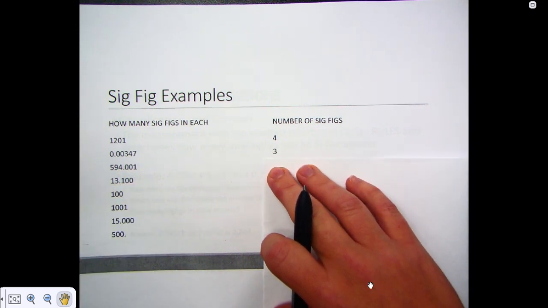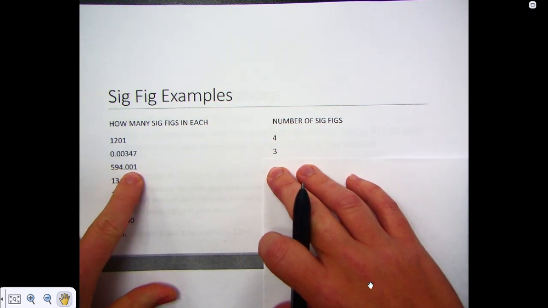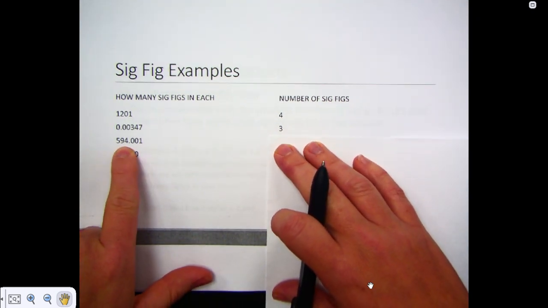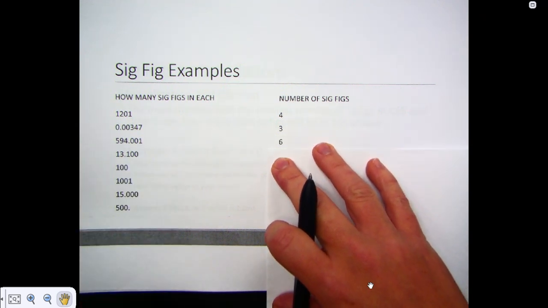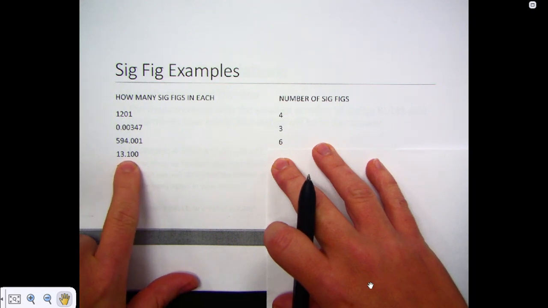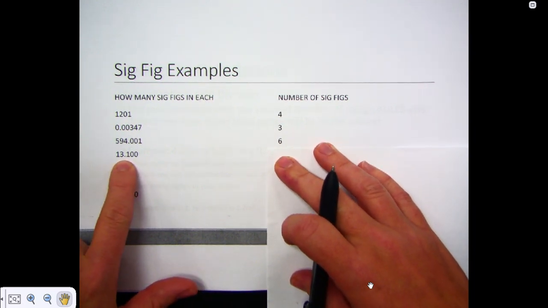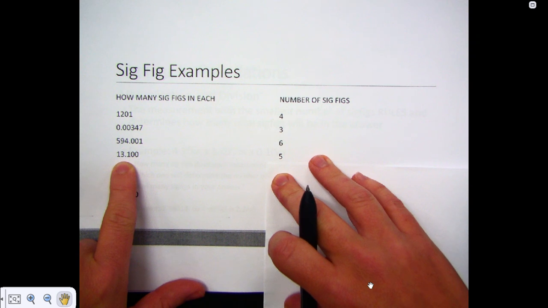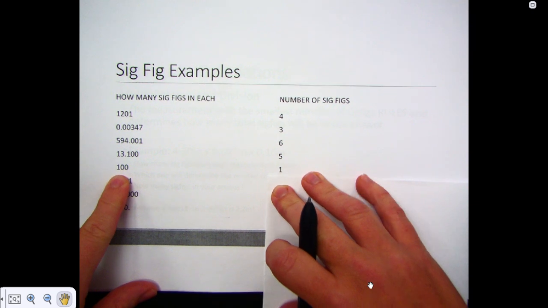Okay. 594.001. We've got the 5, the 9, the 4, the 1 all count automatically because they're not zeros. Then these two zeros are sandwiched in between two non-zero digits. So we would have 6. Okay. 13.100. The 1, the 3, the 1 all automatically count because they're non-zeros. These two zeros are following a significant digit following a decimal, so they absolutely count. And we have 5. All right, 100, no decimal, only one significant digit, just the 1.